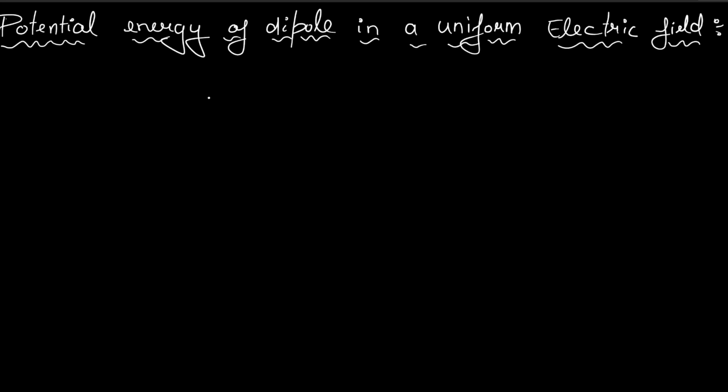basically in the last lecture we discussed the dipole, somewhat about the dipole and how to find the torque related to it. In the last lecture we discussed that torque is nothing but p cross e, which means the torque is a vector quantity. And basically we are going to find out the potential energy of the dipole in the uniform electric field.